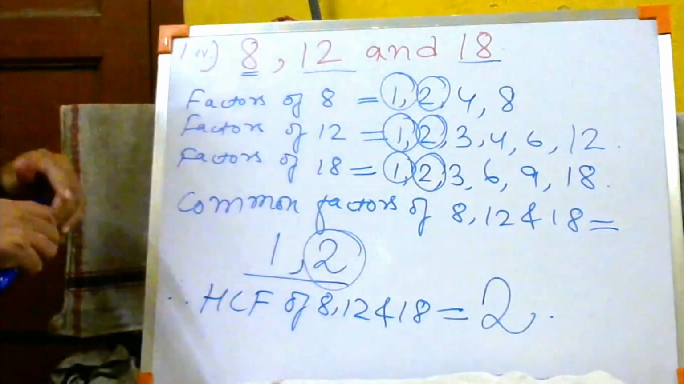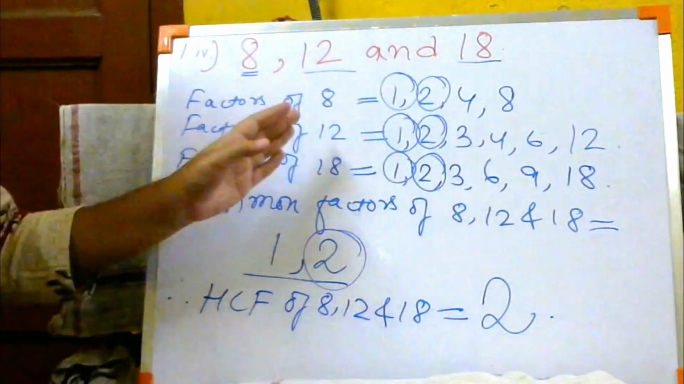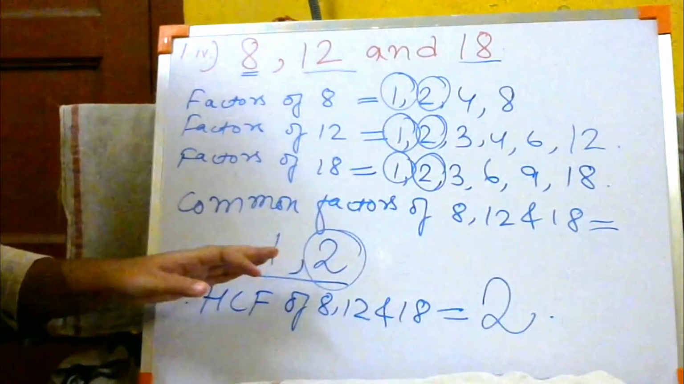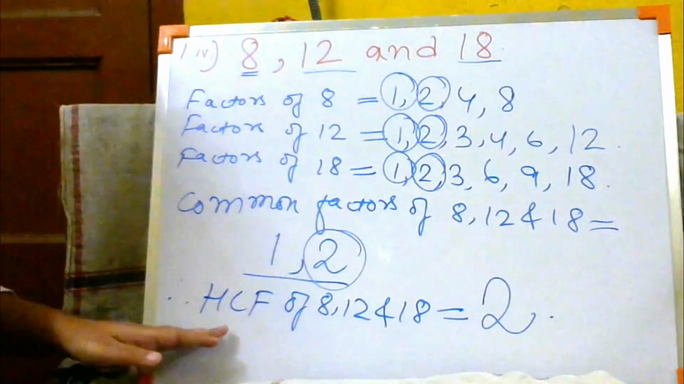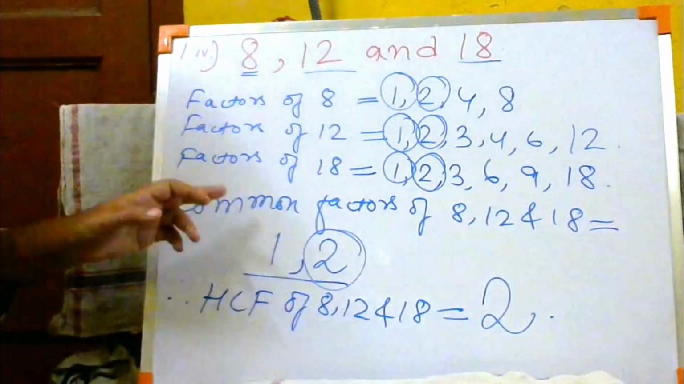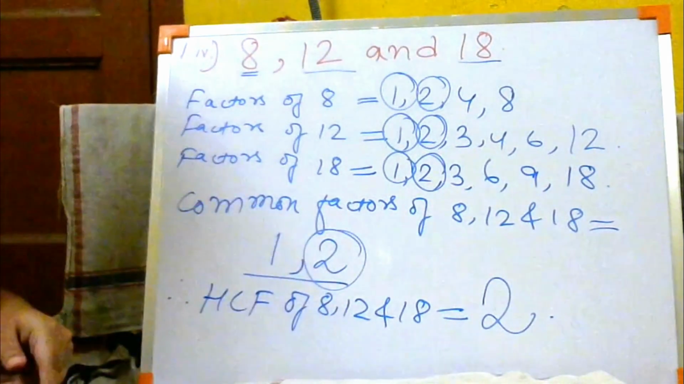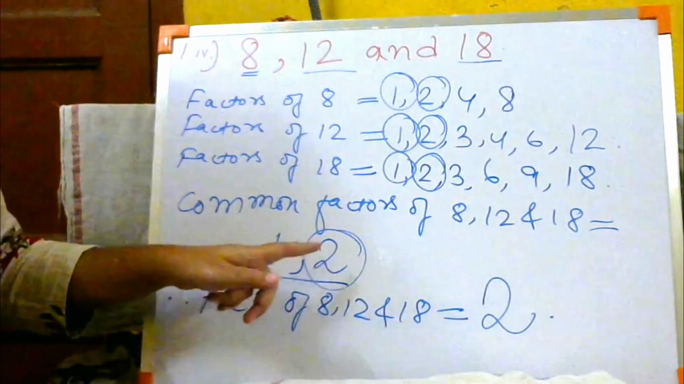I hope you people have understood what I tried to say over here. First, you are going to find the factors of the three numbers. Then you are going to find the common factors of the three numbers. It was 1 and 2. And finally, you are going to find the HCF. HCF's full form is highest common factor. So over here, common factors are 1 and 2, which is the highest. Highest is 2. So HCF, highest common factor of 8, 12, 18 is 2.